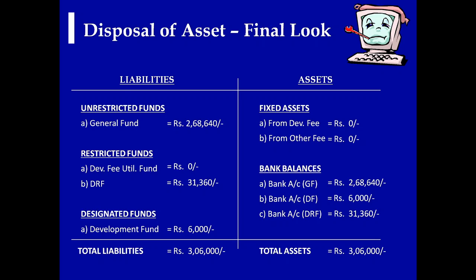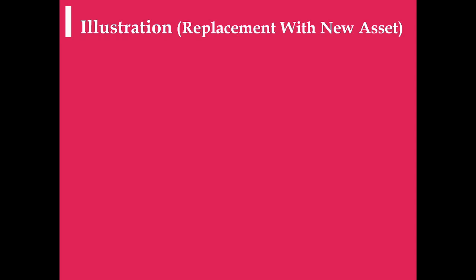You see the balance sheet. Now the development fund is at 6,000 rupees, but your DRF bank account holds 31,360. This is the amount that you had restricted from the general fund bank account and moved down to the DRF bank account. So this fund is now going to be used for meeting my future contingency of replacing the old asset with a new asset. So this is the replacement illustration we are now coming to.